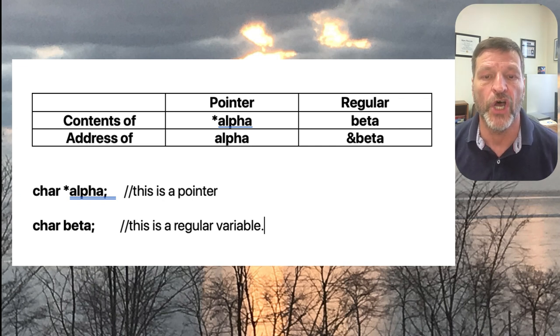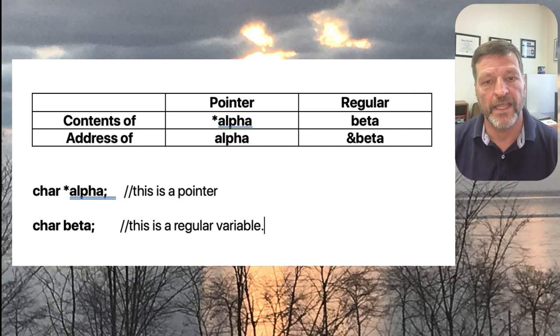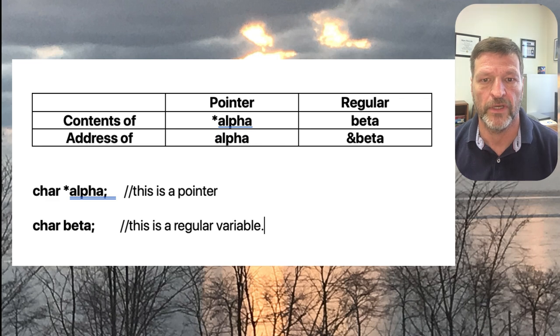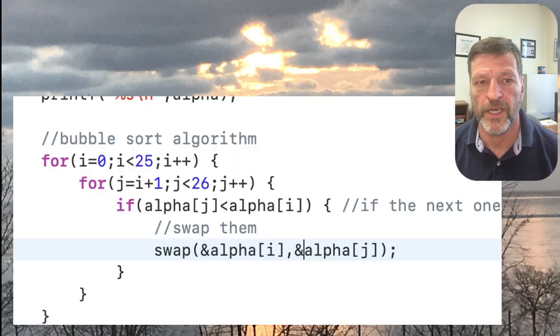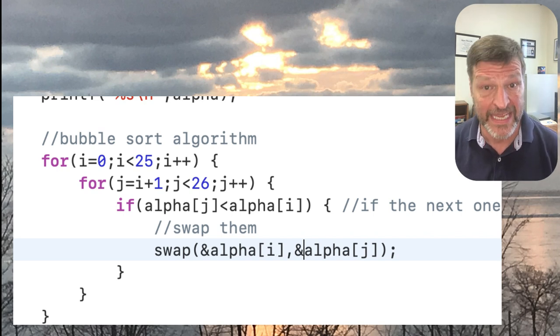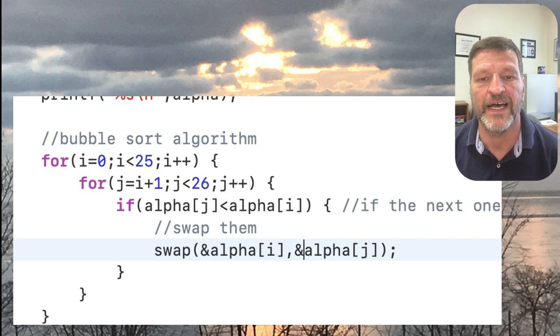It's just something I've got to know: if I'm using address-related stuff, it's a better idea to use a pointer variable. Okay, that's going to come up later in the point I'm going to try to make here. So, back to the swap function. If we want it to work, we have to send the address of alpha sub i and the address of alpha sub j into the function, right? So I put an ampersand in front of alpha i and an ampersand in front of alpha bracket j.